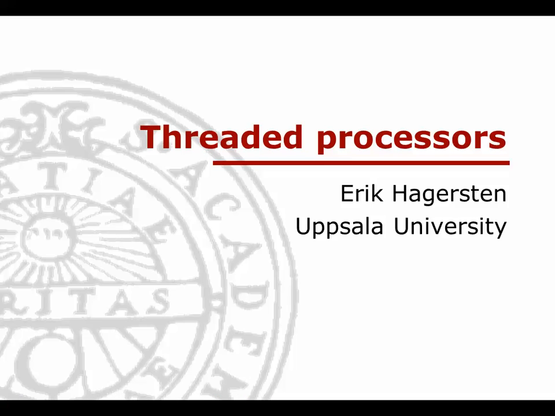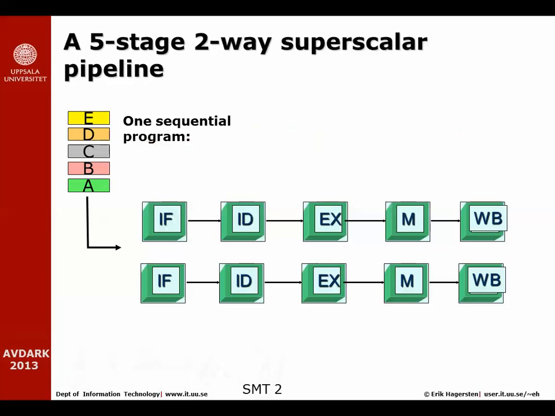So now we're going to talk about architectures where several threads can share the same processors, or threaded processors. Let's first repeat how our superscalar pipeline looks. This was the simple example of a superscalar pipeline, where we, in this example, have two parallel pipelines. And the job of these two parallel pipelines was to run a single application faster.